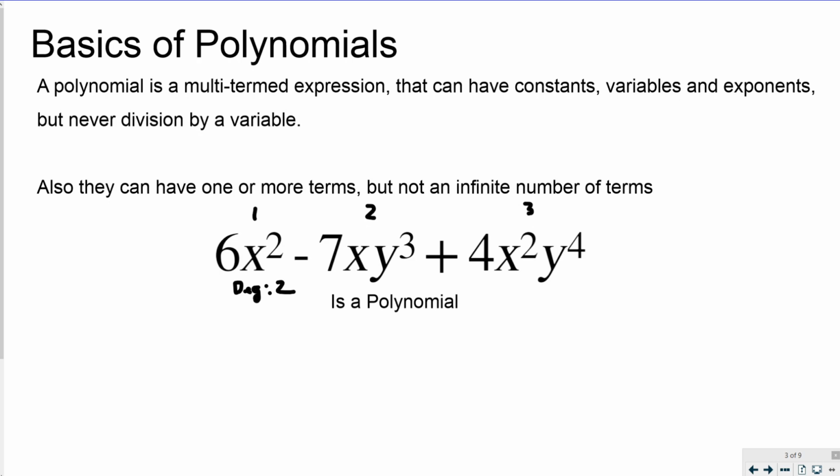When you have multiple variables, you add the exponents, 1 and 3, to get its degree. So this would be degree 4 here. And for this one, 2 plus 4 is 6, so this one would be degree 6.